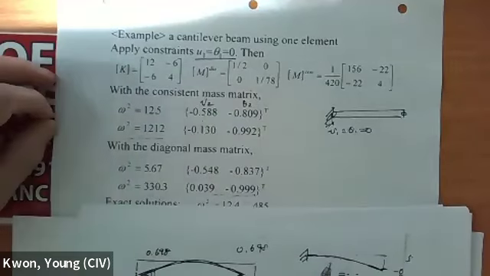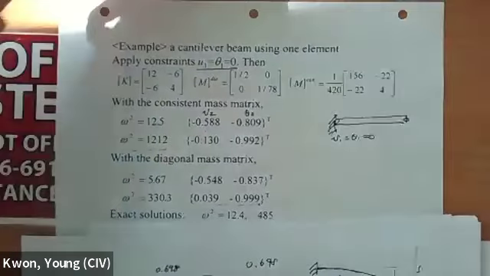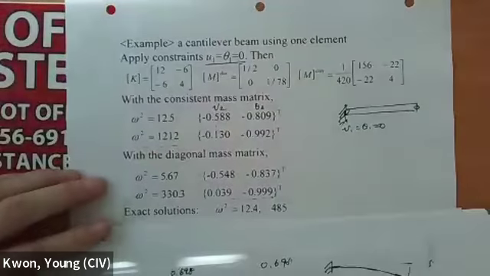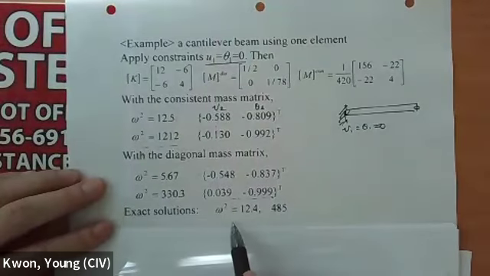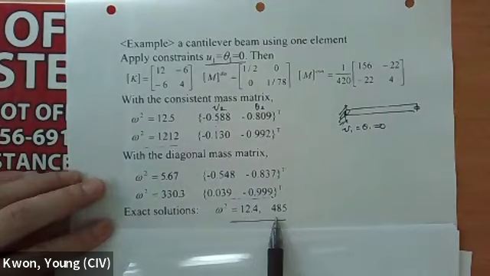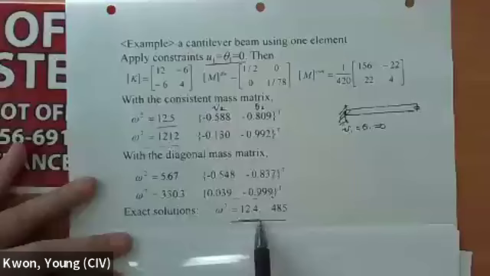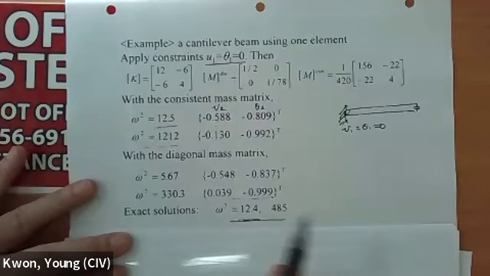So again, no zero eigenvalue. Now, if you compare that to the exact solution, the exact natural frequency is 12.4 and 485, the square root of the angular frequency, 12.4 and 485. You can see that this is very accurate, almost close to that one. Right? Using a single element.